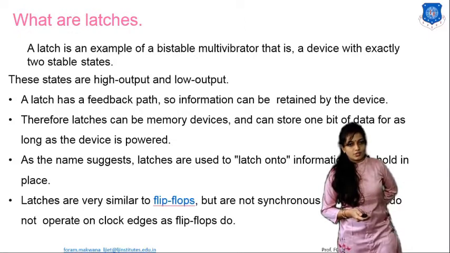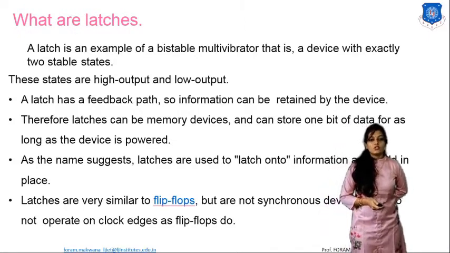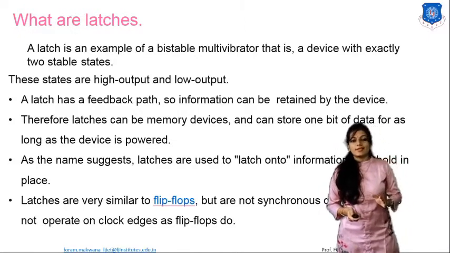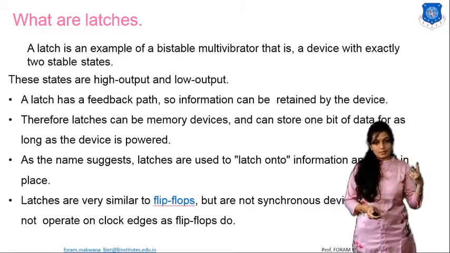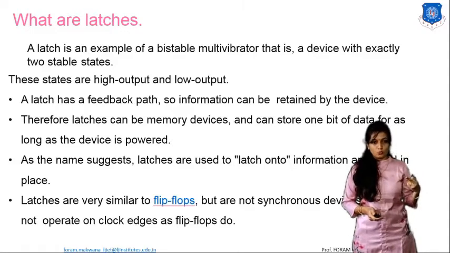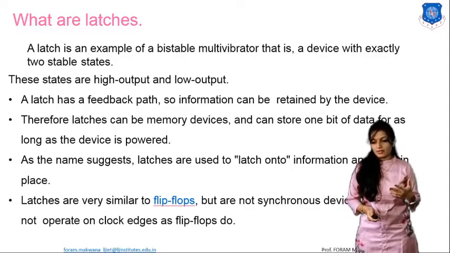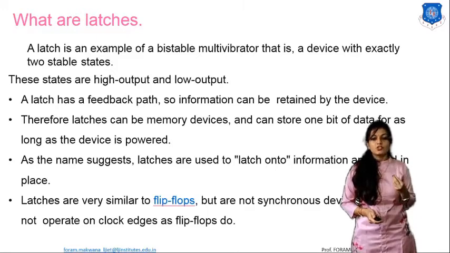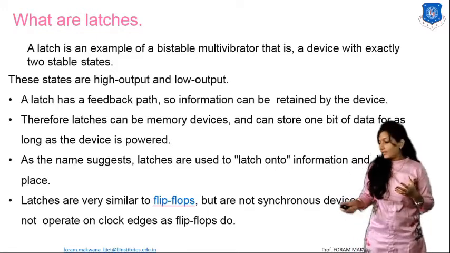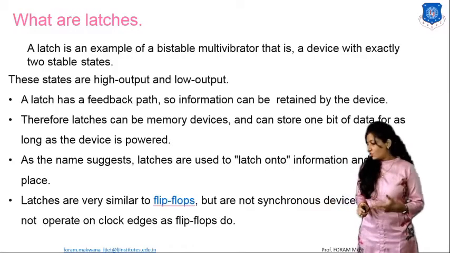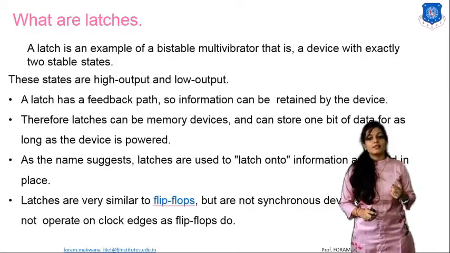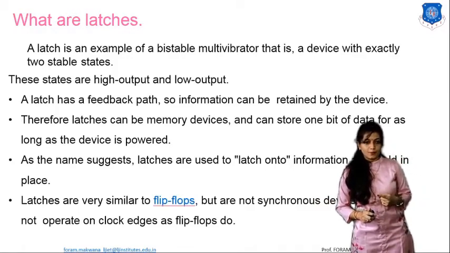Now what are latches? As I have told you, the latch is an example of bistable multivibrator. It is exactly having two stable states. These states are high output and the low output. So a latch has a feedback path in which we can say that my information can be stored. So the latch can be a memory device that can store a single bit.